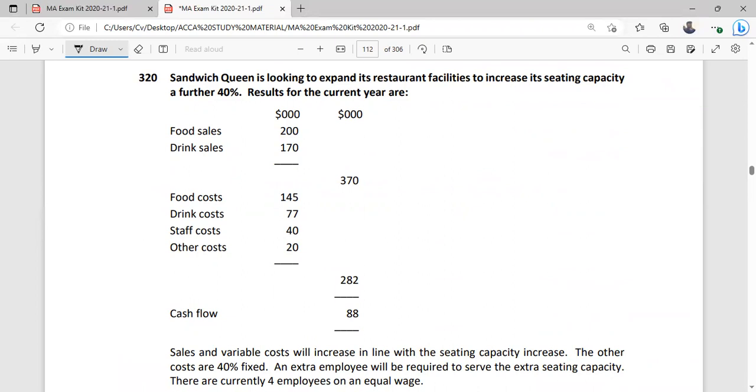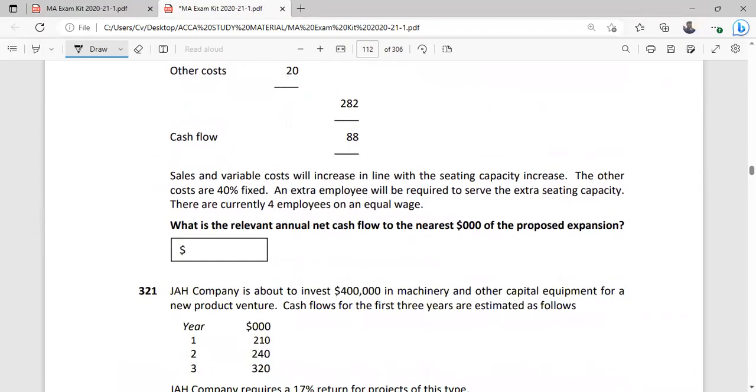Sandwich Queen is looking to expand its restaurant facilities to increase its seating capacity by a further 40%. It is basically the concept of expansion. We are expanding our business operations. Food sales, drink sales, food cost, drink cost, staff cost, other cost, cash flows. Sales and variable cost will increase in line, in line meaning 40%.